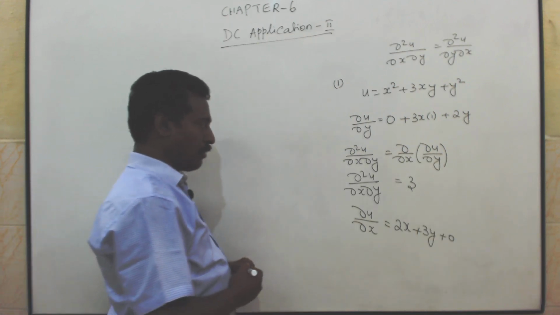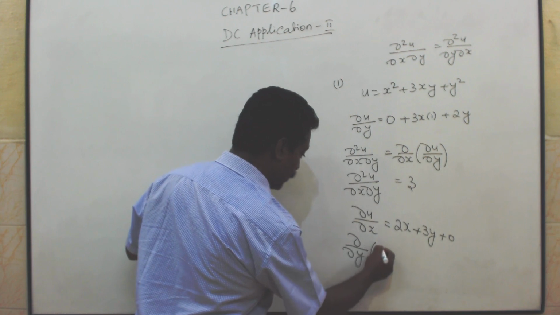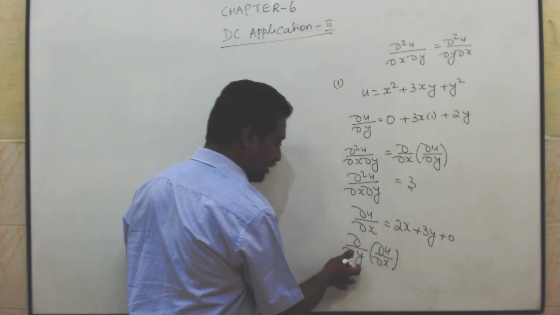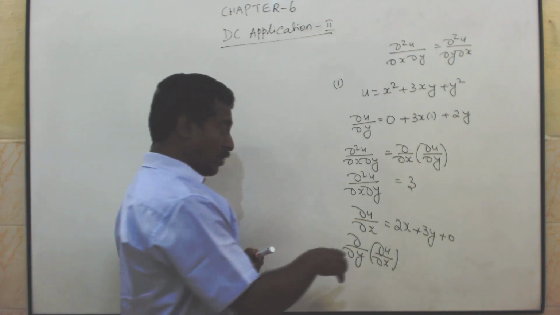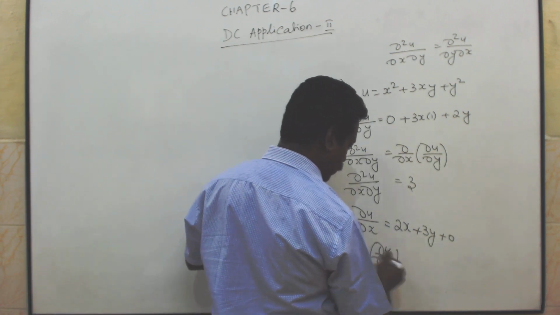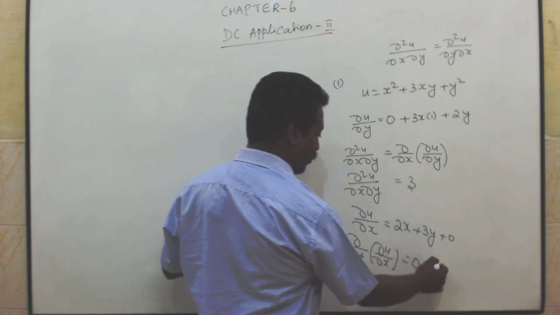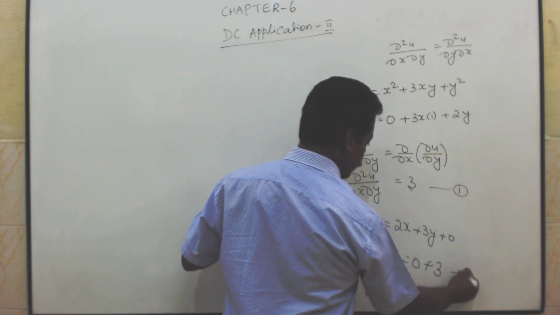Next, what we have to calculate? Dou by dou y of dou u by dou x. This answer, differentiate with respect to y. Here no y, that's why 0. Here y is there, the differentiation of 3y is 3. This is equation number 1, this is equation number 2.